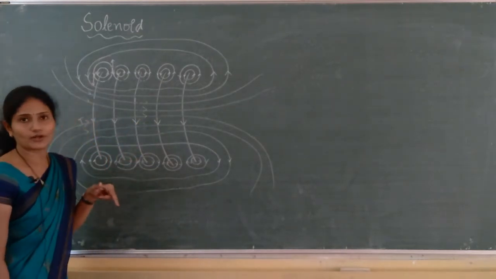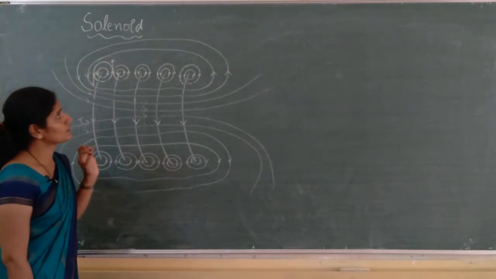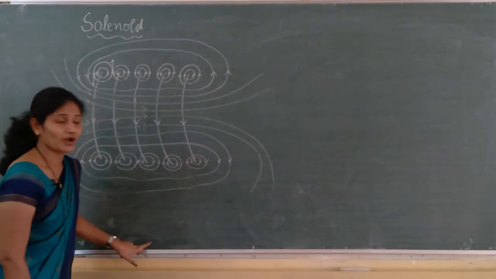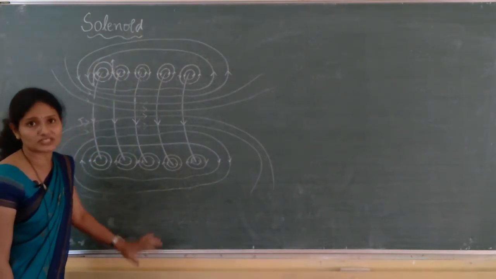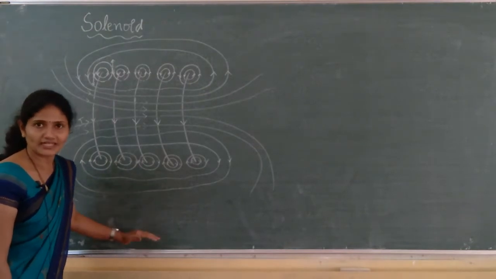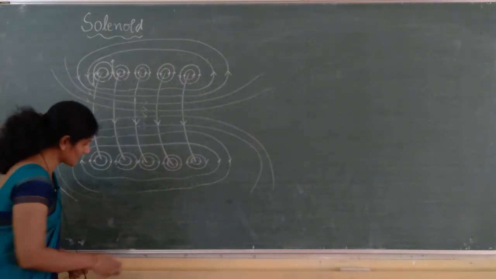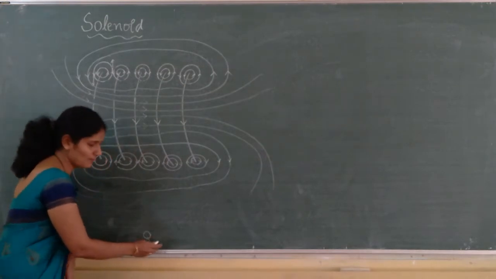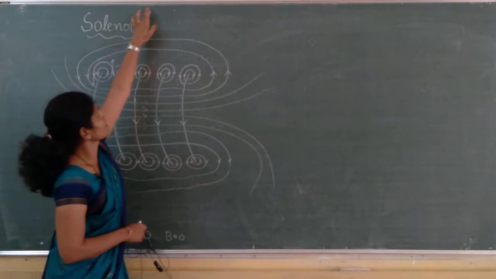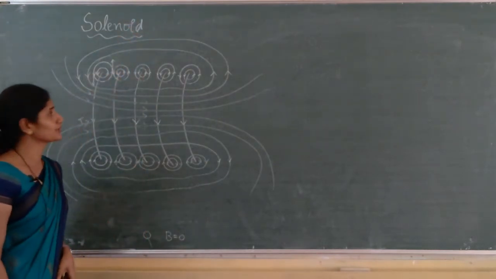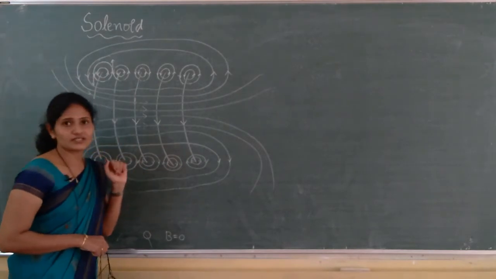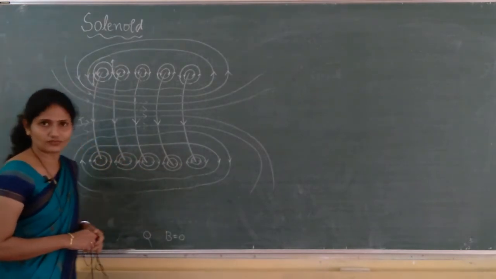Outside the solenoid, the magnetic field is very weak, or we can say that at this point, magnetic field B is equal to 0. As we move away from the surface, the strength of the magnetic field decreases. So, at some point Q, the magnetic field B is equal to 0. Here also, at some point B is equal to 0. Now, let us see, at the surface, what is the strength of the magnetic field?